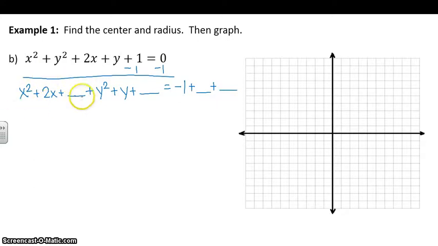Okay, so to complete the square for x, remember that's when you take the b value divided by 2 and then we square that.